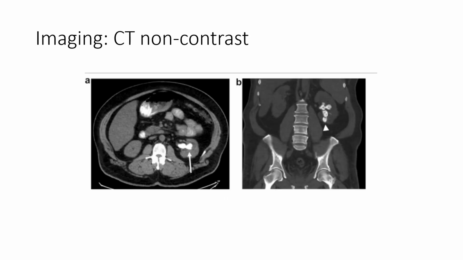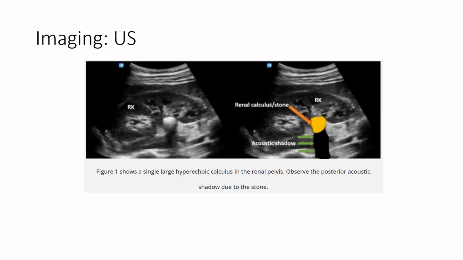Arrows as above show examples of stones confined to the kidney. Notice on ultrasound on your left there is a large white circular stone, and on your right you can see how an artist drew the stone in yellow with shadowing below as an acoustic shadow.